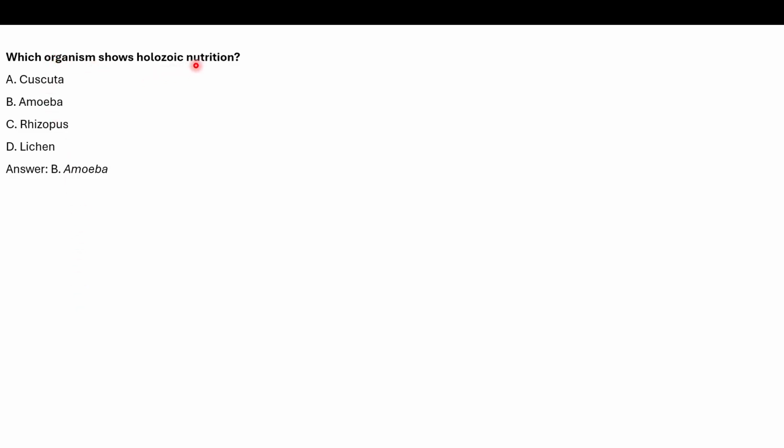Now, which organism shows holozoic mode of nutrition? We looked at one of the examples. I have the answer already written also. It's amoeba.